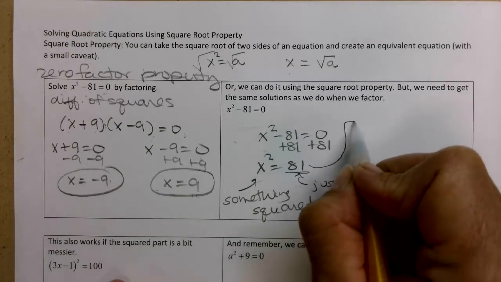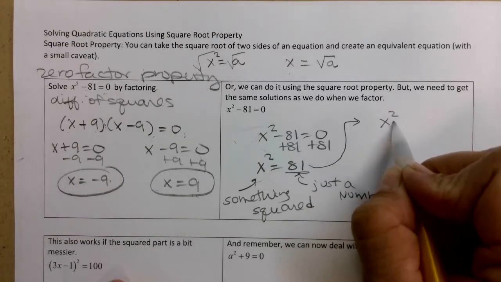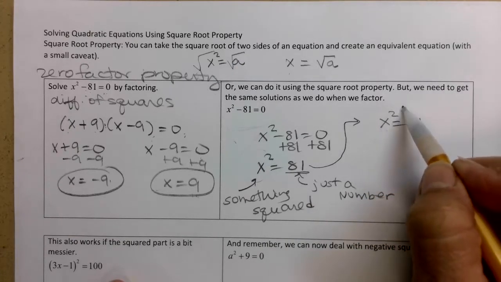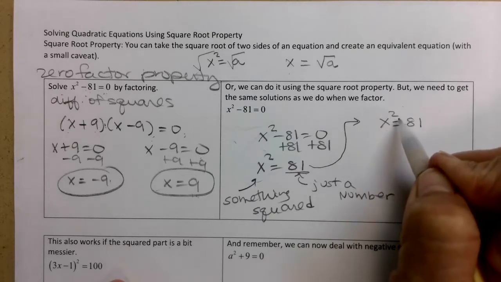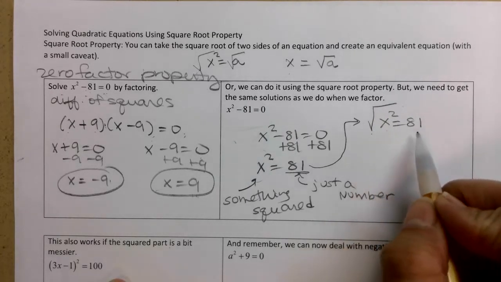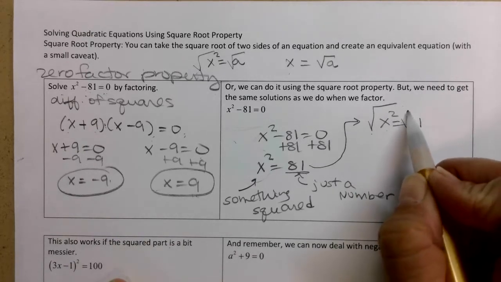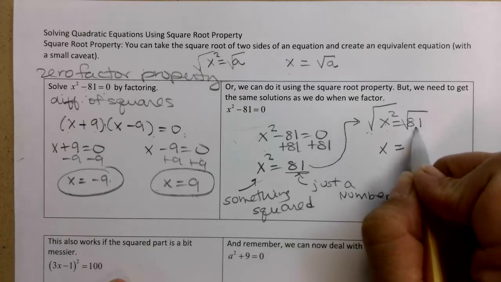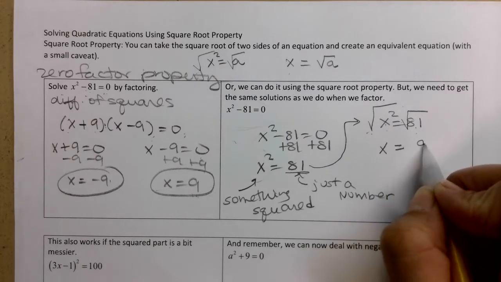So x squared equals 81. If I want to get x by itself, right now it's being squared, so to undo the squaring, I will take the square root. If I square root the left, I square root the right to stay balanced. So the square root of x squared is x, equals the square root of 81, which is 9.